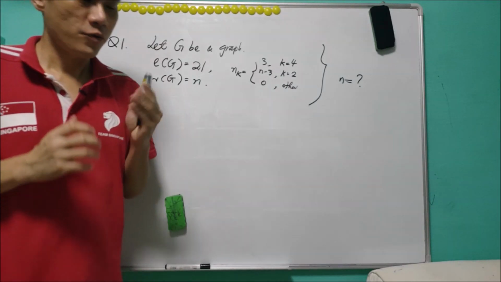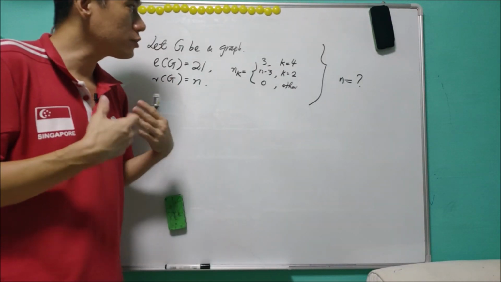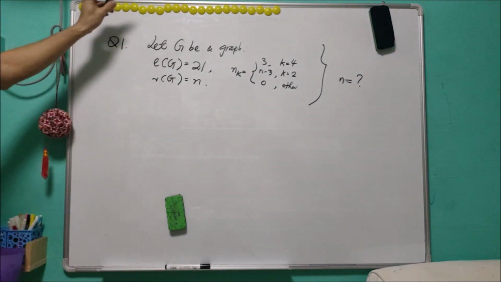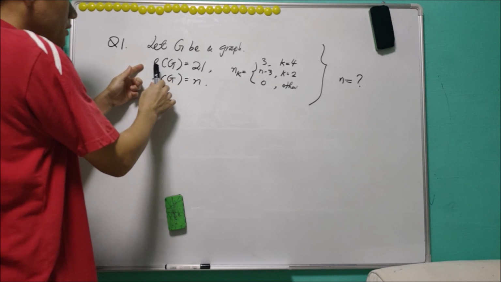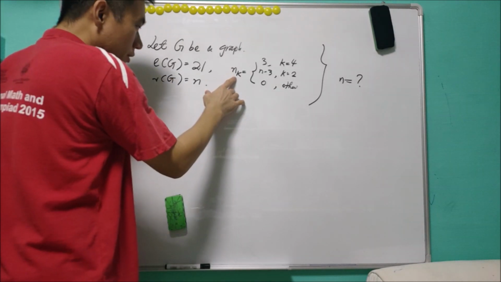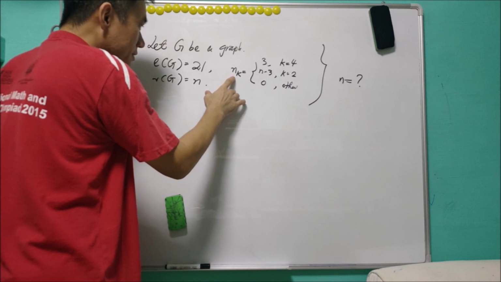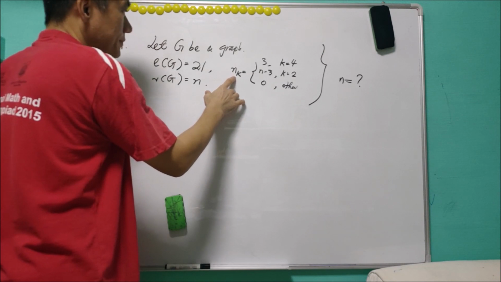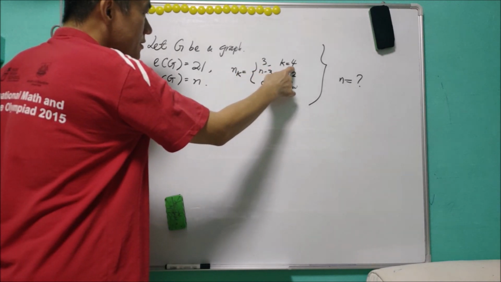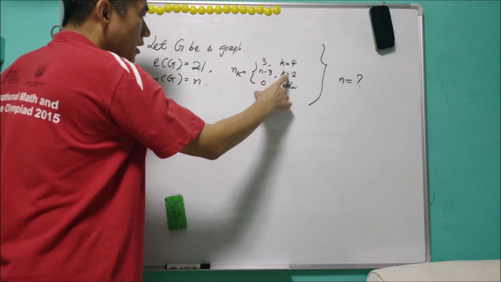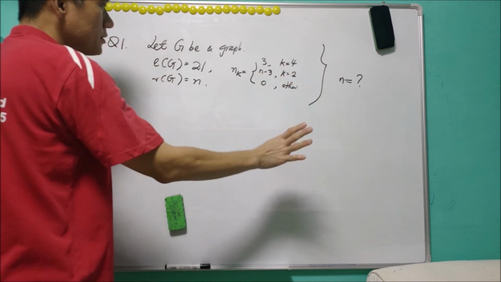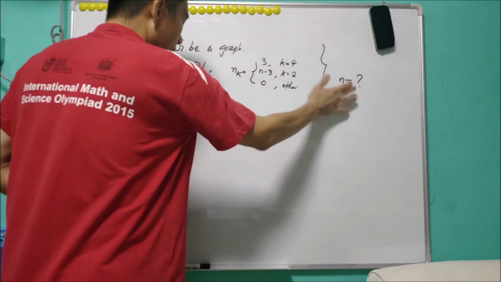So for this video, we are going to do 5 questions to consolidate the idea and concept that we have learned. So question 1, let G be a graph where it has 21 edges and n vertices. Nk is a notation for the number of vertices of degree k. So there are 3 degree 4 vertices and the rest of the vertices are of degree 2. So you have only degree 2 or degree 4 vertices. If that is the case, what is the value of n?